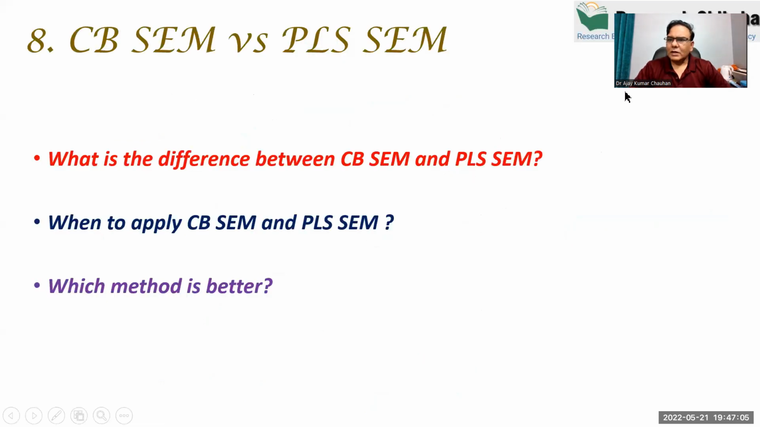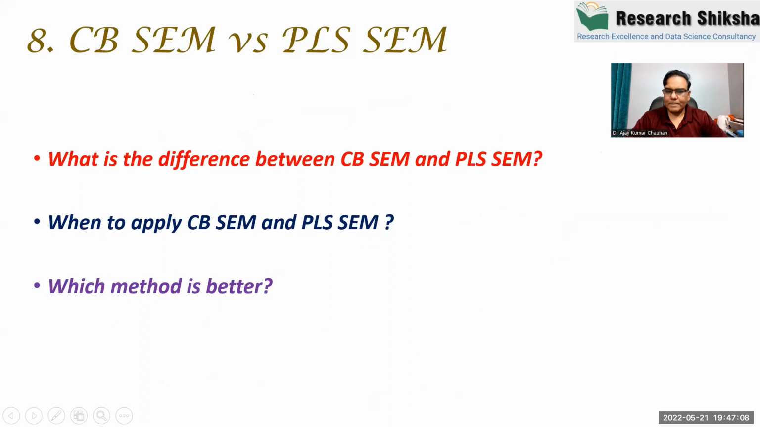Now, my last slide concept for today is that there are two types of SEM. We are talking about structural equation modeling. There are two types of SEM. The one is called covariance based SEM, and the second is called PLS based SEM. They are mathematical terms, so we do not need to understand the mathematics, but I'm telling you a very simple thing. You have heard about matrix algebra, and you also know regression modeling.